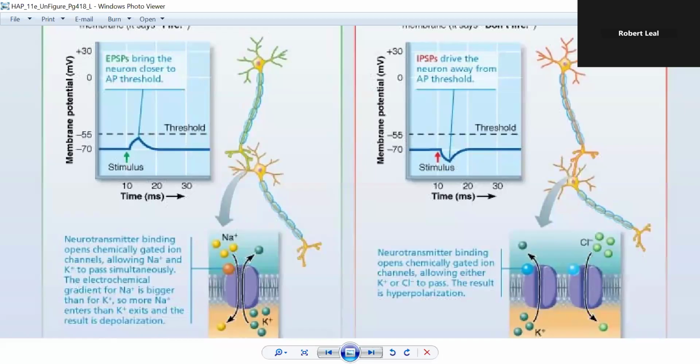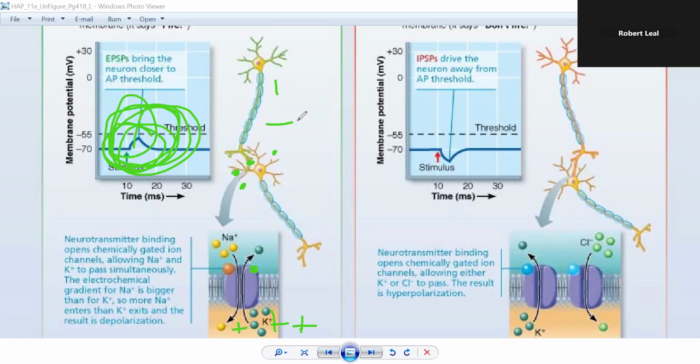All right, so what do we have in this drawing here? Here you have a presynaptic neuron. It looks like it's trying to excite a postsynaptic neuron. It releases neurotransmitters that open up chemically gated channels for more sodium to come in. As more positive ions come in, the target is becoming depolarized. So this type of communication is referred to as an excitatory postsynaptic potential.